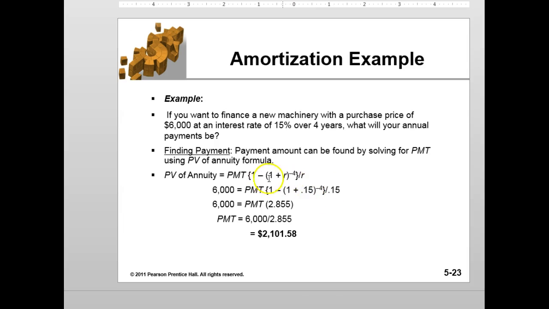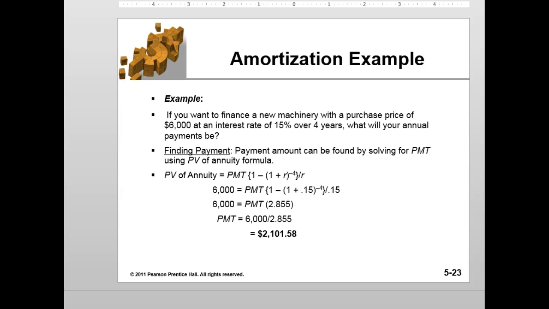$2,101. If you do this formula, you come up with this factor. You multiply or divide it into the 6,000, and that will give you the payment you will pay each year, over an annual payment.